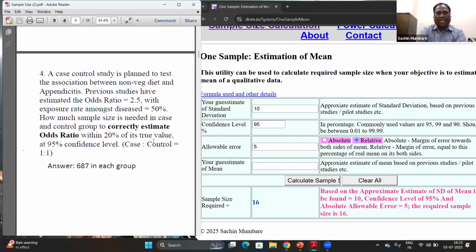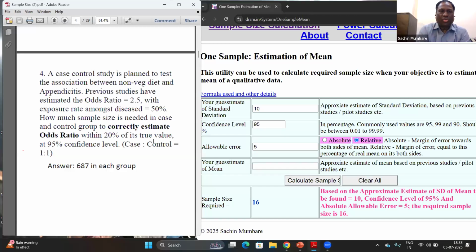A case control study is planned to test the association between non-veg diet and appendicitis. Previous studies have estimated the odds ratio equal to 2.5 with exposure rate amongst disease equal to 50%. Means those who suffered from appendicitis, 50% of them were non-vegetarians. How much sample size is needed in case and control group to correctly estimate odds ratio within 25% of its true value at 95% confidence level?